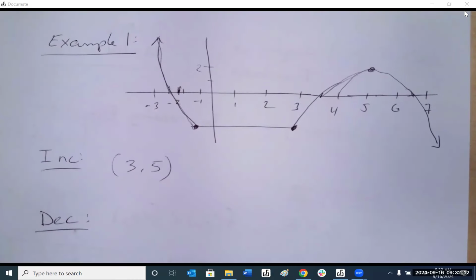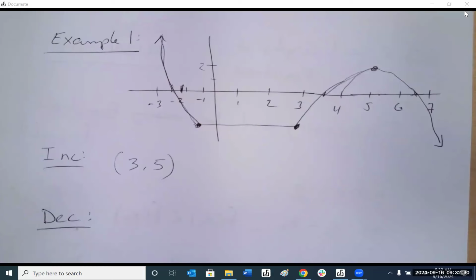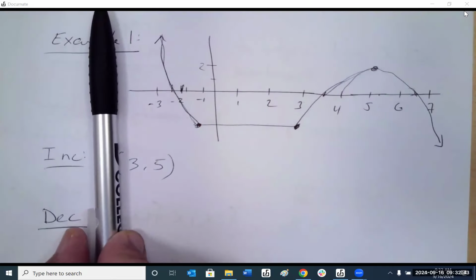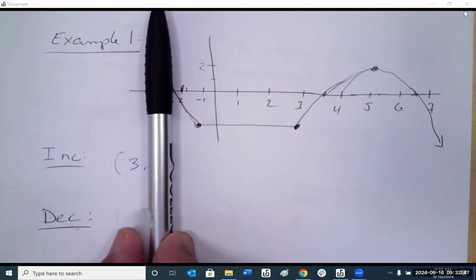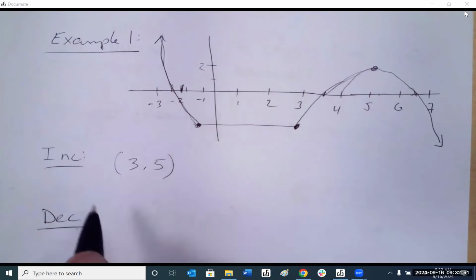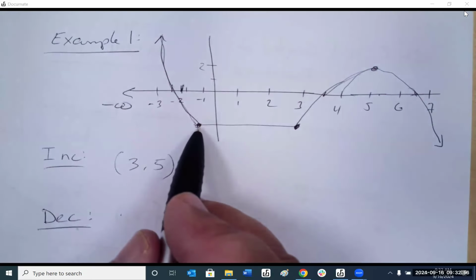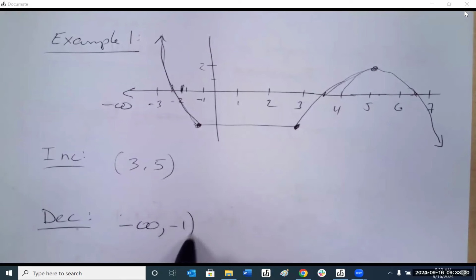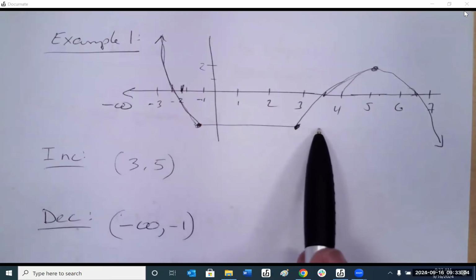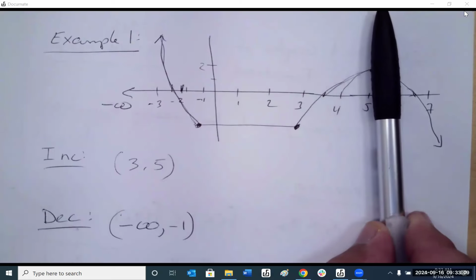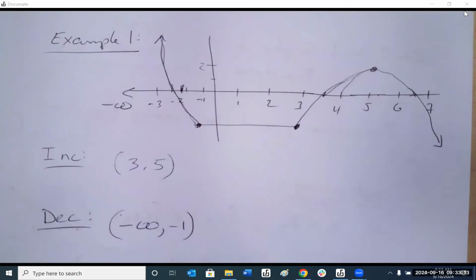Where is it decreasing? We don't deal with the y-axis. We just deal with the x values. Where is the function decreasing? Nope. Here's my pen again. What's the graph doing? Is it increasing or decreasing or constant? Decreasing. So since this is going infinitely, it starts at negative infinity and it's decreasing until where? Until negative one. And then it's constant, then it's increasing. Now what is it doing? It's decreasing again. So from where? From five to positive infinity.